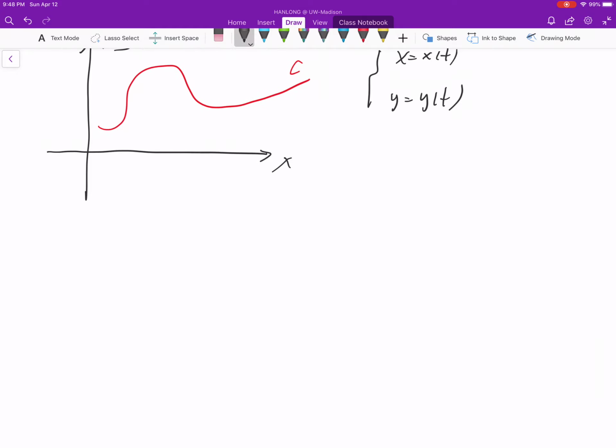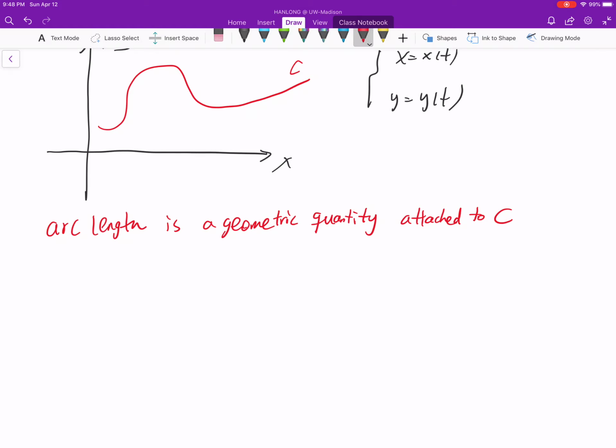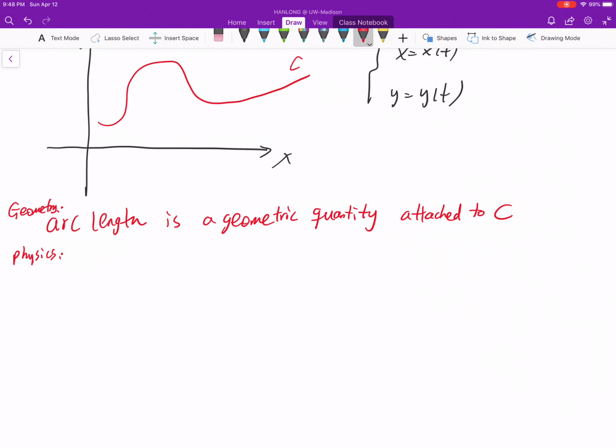So we already know that the arc length is a geometric quantity attached to C. And this is from the geometry side. And from physics, what do you have? You might ask, what is, for example, the total mass? Yeah, I know now you are mad. You are mad at me whenever we talk about total mass or the center of mass.